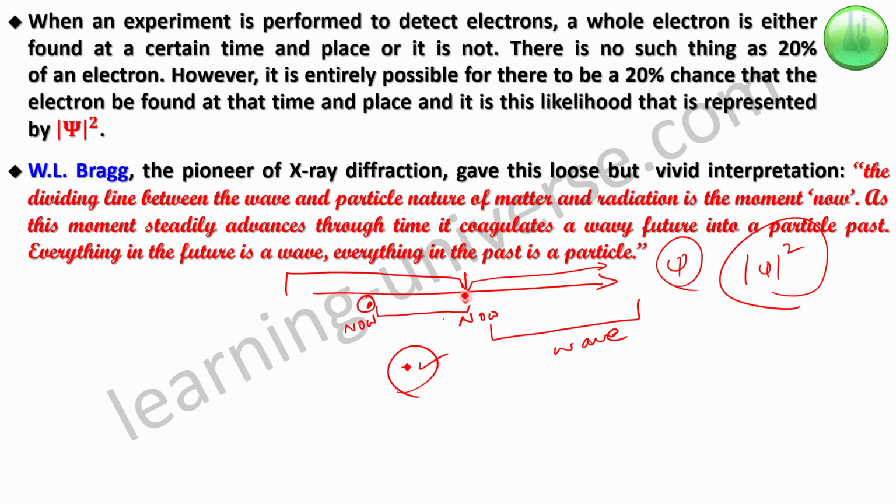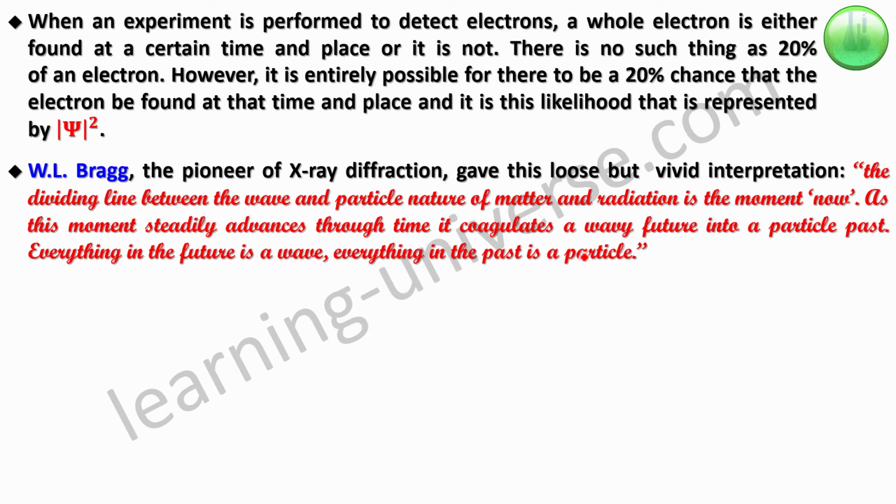So, everything before now, the electron is a particle. Everything after now is only going to be described by a wave because you don't know where the electron is. All you can talk about is the probability of finding the electron. So everything in the future is a wave, everything in the past is a particle. And the beautiful part is the dividing line between the wave and particle nature of matter and radiation is the moment now. So everything is defined by now.